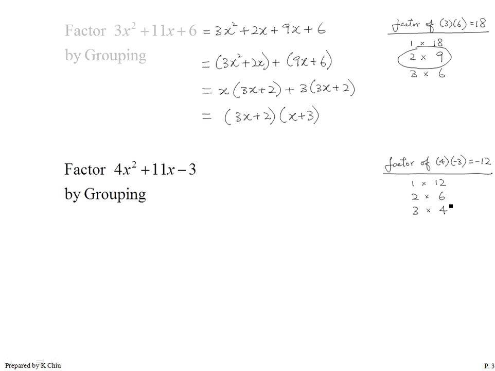But one of them must be negative this time. So I'm looking for the difference. Which pair will have the difference of 11? The first pair will have the difference of 11. I need to give the negative to which one? So that the sum would be equal to positive 11. Give it to 1.